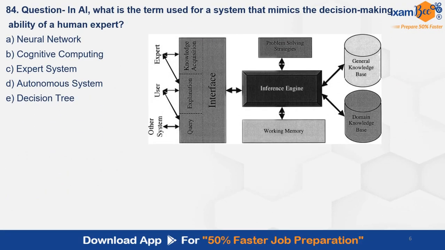Question number 84. In AI, what is the term used for a system that mimics the decision making ability of a human expert? A. Neural network. B. Cognitive computing. C. Expert system. D. Autonomous system. And E. Decision tree. And the correct answer is C.